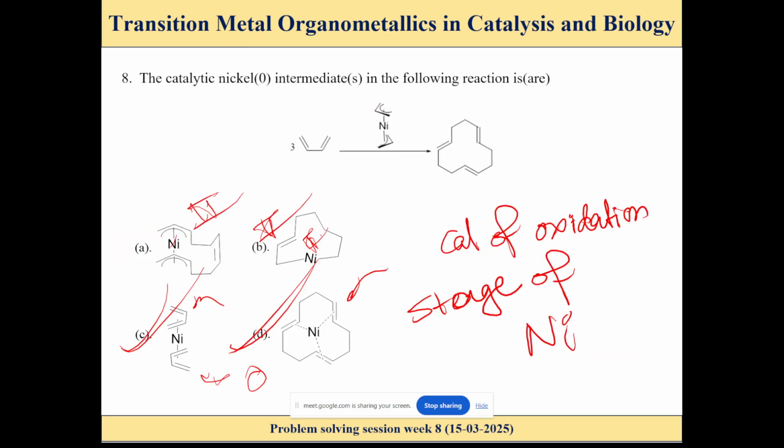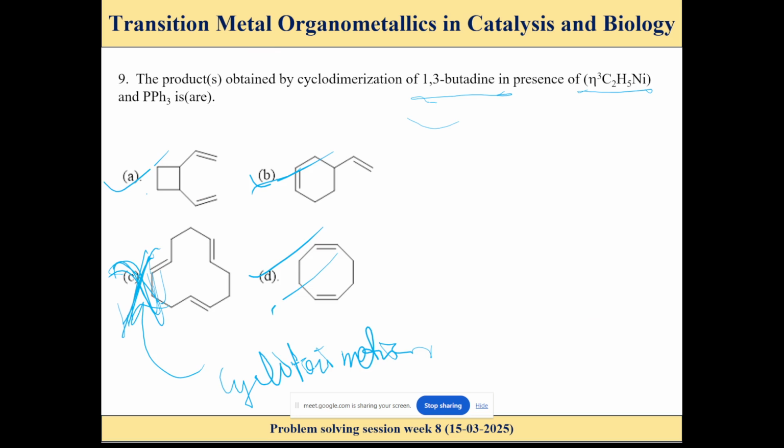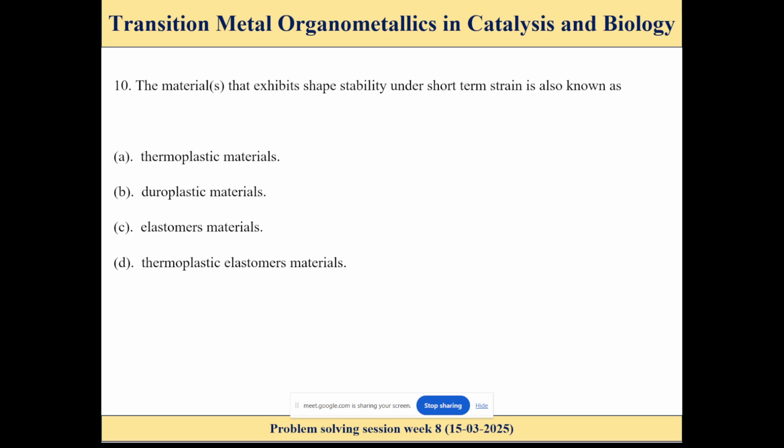Okay, so I think the question is clear. Now going to the next question, the last question for today's discussion series: the material that exhibits shape stability on a short term is known as... So this is an equal type question, and the answer is option number B.